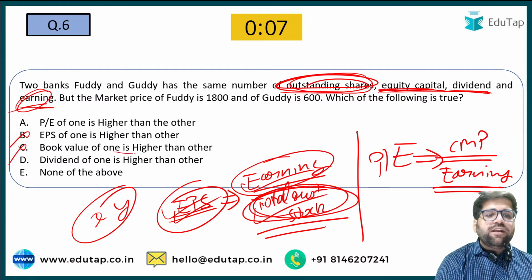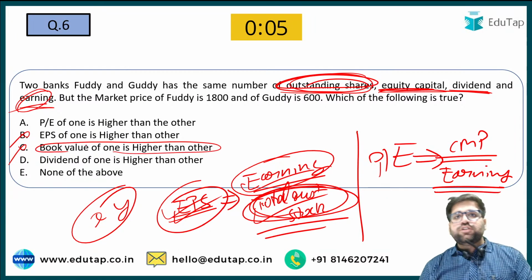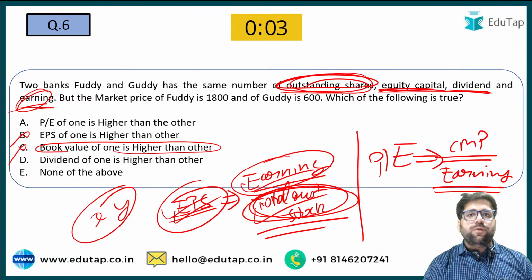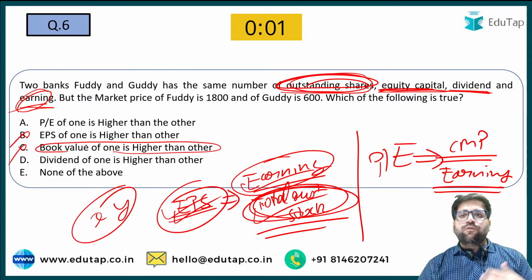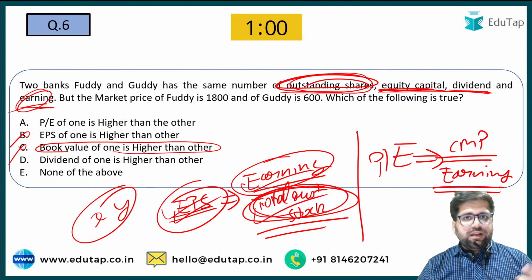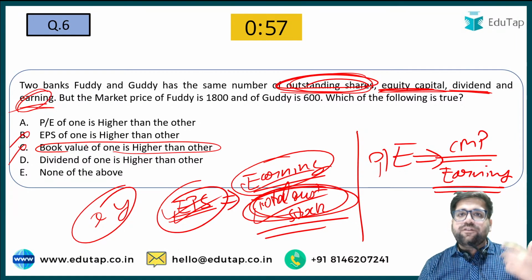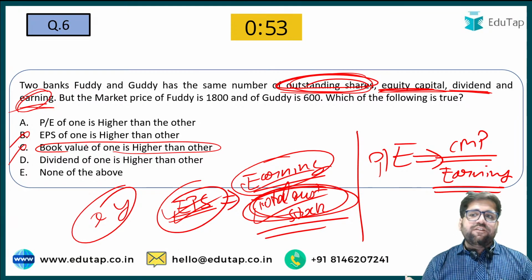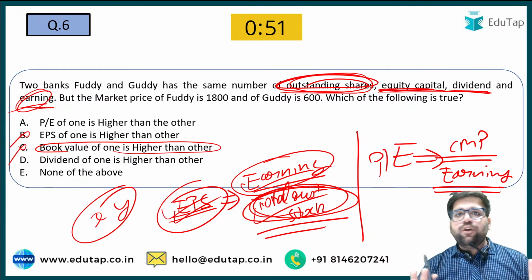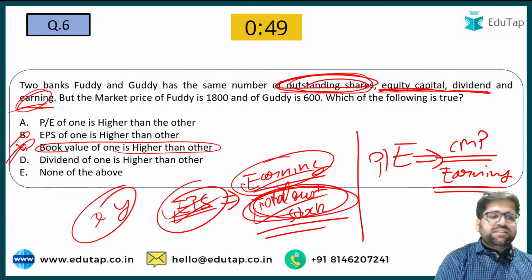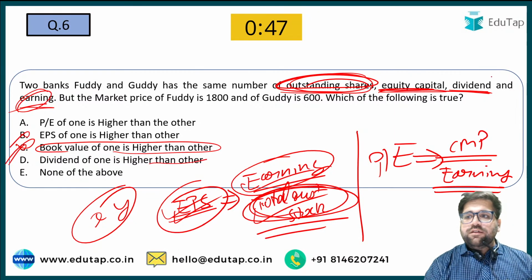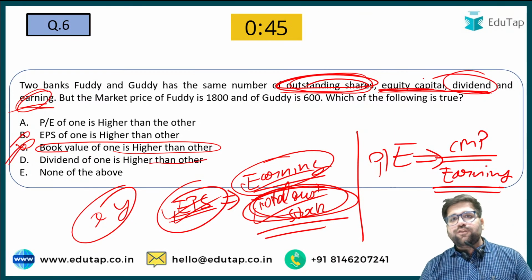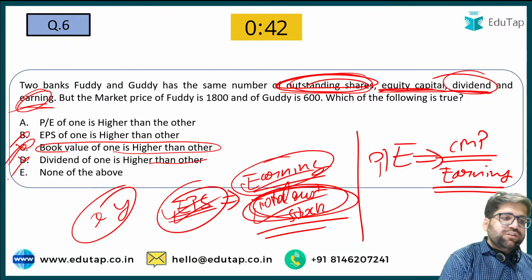Book value of one is higher than other. If you have understood the concept of book value, if you know that particular formula, you know that you will require certain concepts. You will require to estimate working capital, you will also require to estimate total equity shareholders fund, and from the given information we cannot estimate that. Eliminate option C. Dividend of one is higher. Now the question is clearly saying that dividend of both the banks are same, so this was also eliminated.